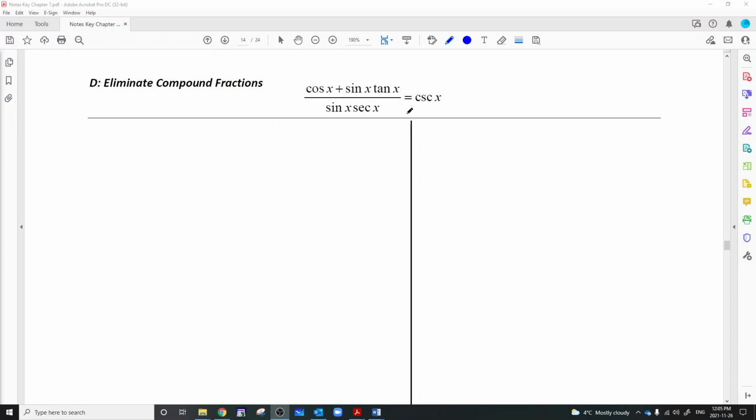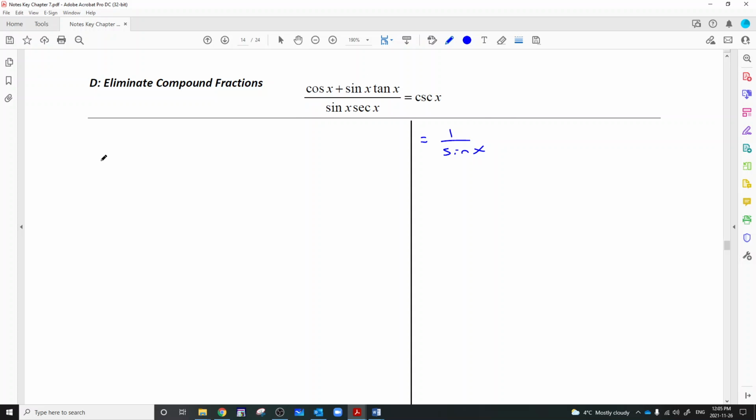All right, this next trick is again something that you've kind of seen come up over and over again. In fact, we did a bunch of these in 7.2, but what do you do when you end up with a compound fraction? In other words, a fraction within a fraction. When I look at this identity, on the right-hand side, I could change that into 1 over sine x, but that's as simple as I can make it. So I'm going to work mainly on this left-hand side.